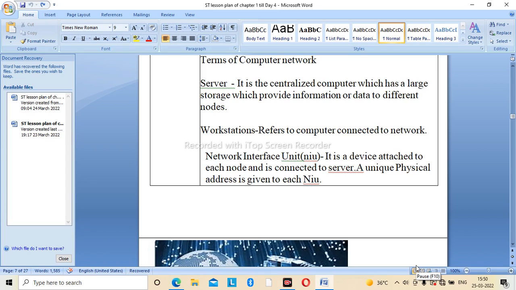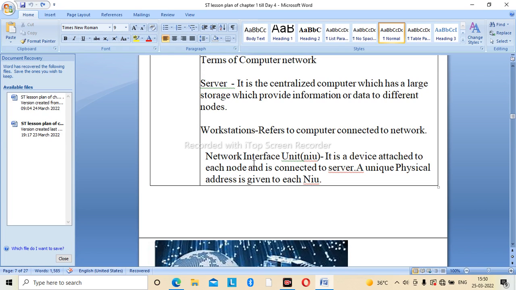So students, what is the definition of server? A server is a centralized computer which has a large storage which provides information or data to different nodes. सर्वर एक सेंट्रलाइज कंप्यूटर होता है जिसमें बहुत सारा स्टोरेज होता है which provides information. What is a workstation? Workstation refers to a computer connected to a network.